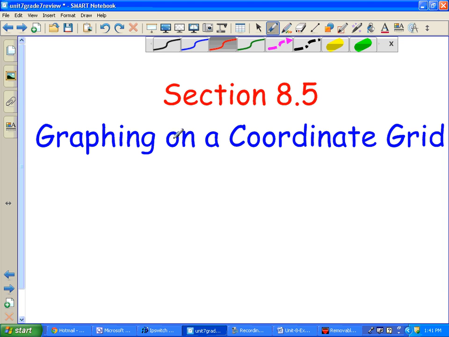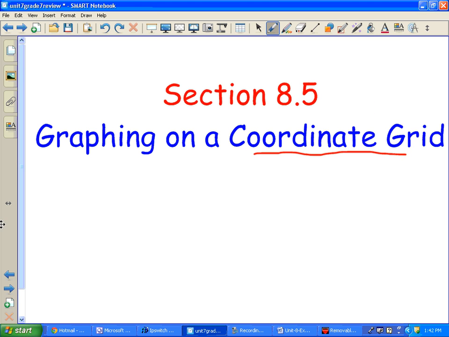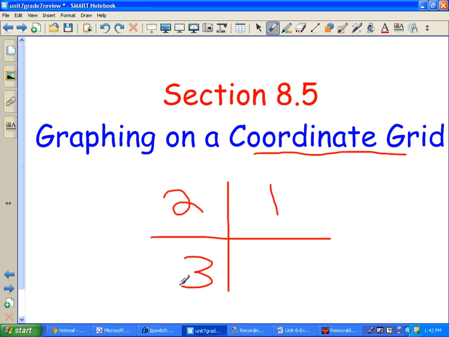Section 8.5, graphing on a coordinate grid. Now, if you remember what a coordinate grid is, it's basically when you have two lines like this, and you have different sections, or quadrants, they're called. This is quadrant number 1, this is quadrant number 2, this is quadrant number 3, and this is quadrant number 4. And it's basically like taking two separate lines, and on this side, it's going to be all positive numbers going this way. And on this side, it's going to be all negative numbers, okay?